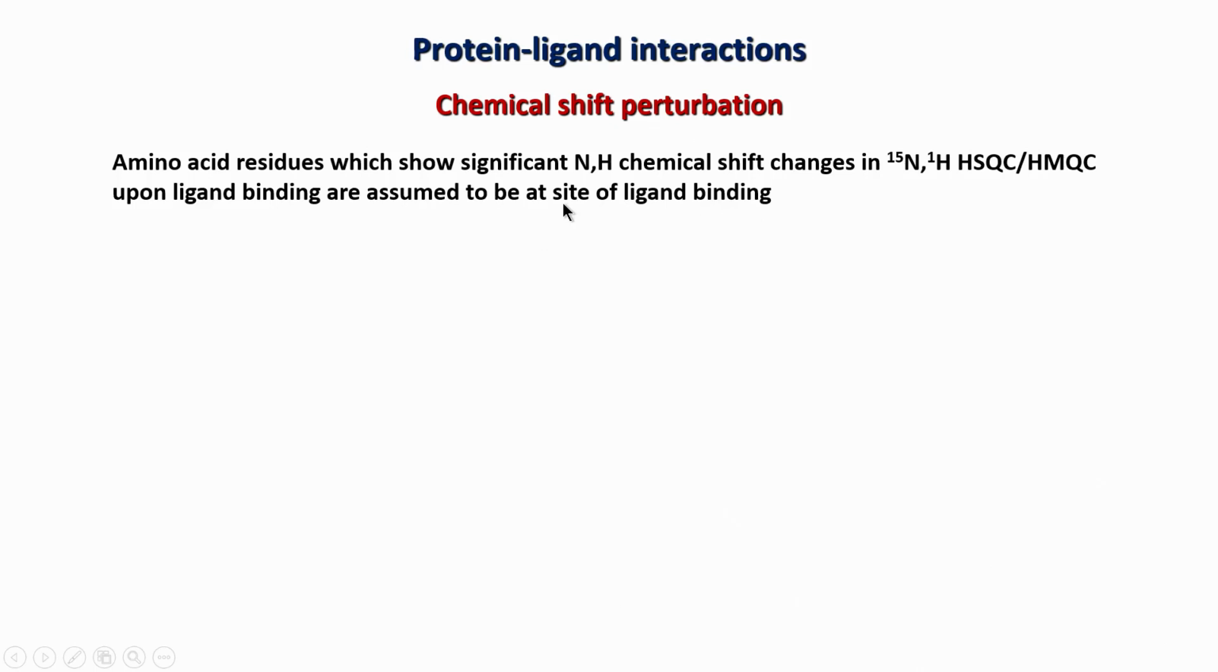What is the site of ligand binding? The site of ligand binding means the binding interface. So, the residues located on the interface of the binding will be the ones which show significant changes. Okay. So, let us take an example.